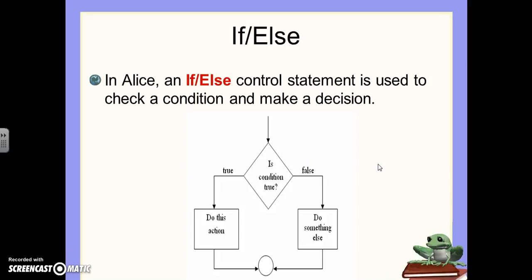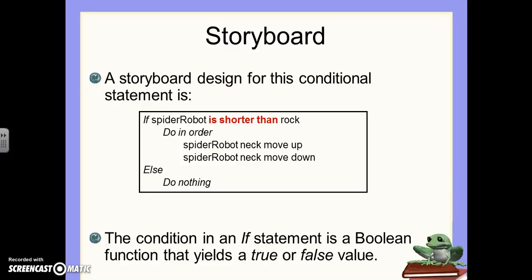So we will use what's known as an if-else. If it's true, do this, otherwise do something else. An if-else control statement is basically going to be testing a condition, determining whether or not it is true, doing one action if it's true, doing some other action if it is false. If we were to put this into storyboard terms, if the spider robot is shorter than the rock, then spider robot neck move up, spider robot neck move down. If that is not true, then don't do anything at all.